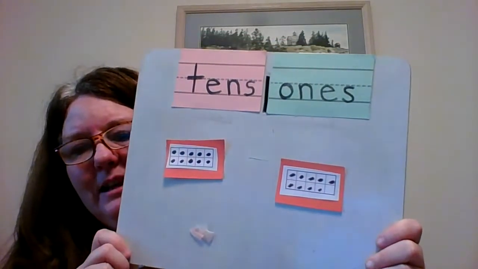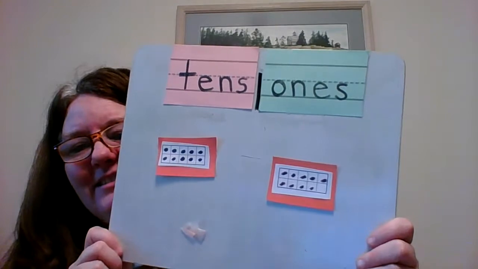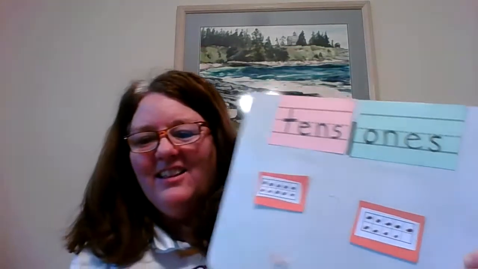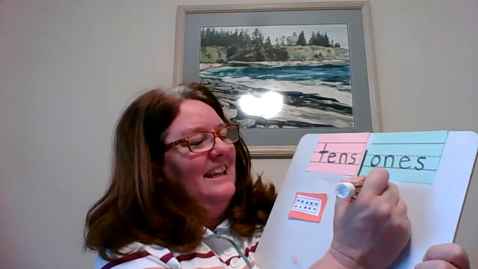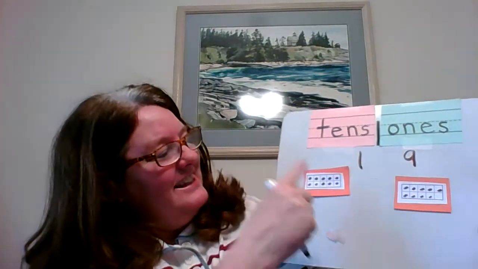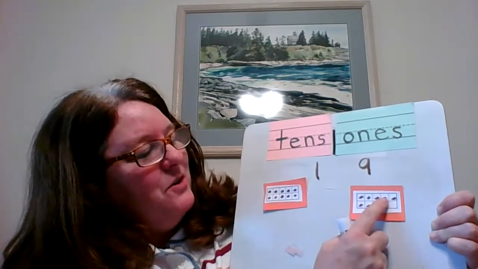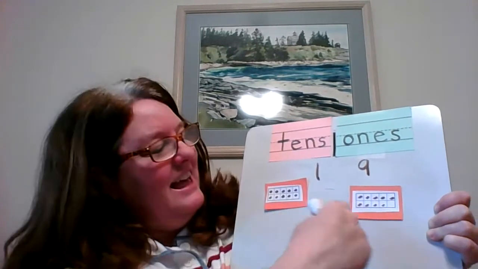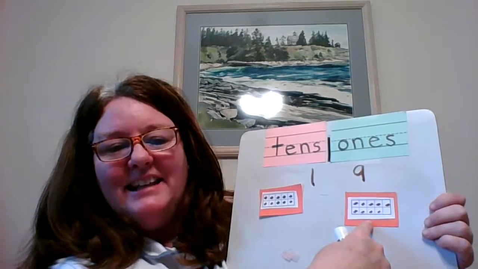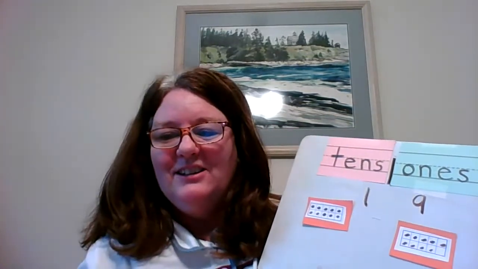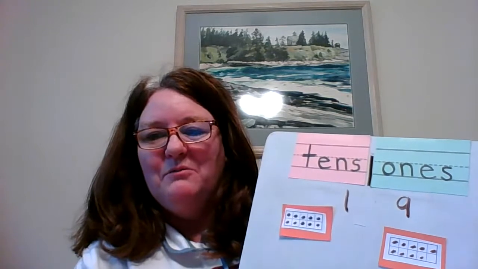Nobody's answered yet. What's my number? Good job. Joey got it. Michael got it. Ken got it. You're right. All of you are right. It's 19. Let's count it. 10, 11, 12, 13, 14, 15, 16, 17, 18, 19. I had 1 10, and my other 10 frame had 9 boxes filled up. Good job, all of you. So many of you wrote 19. That's fabulous. Let's do one more before we go.